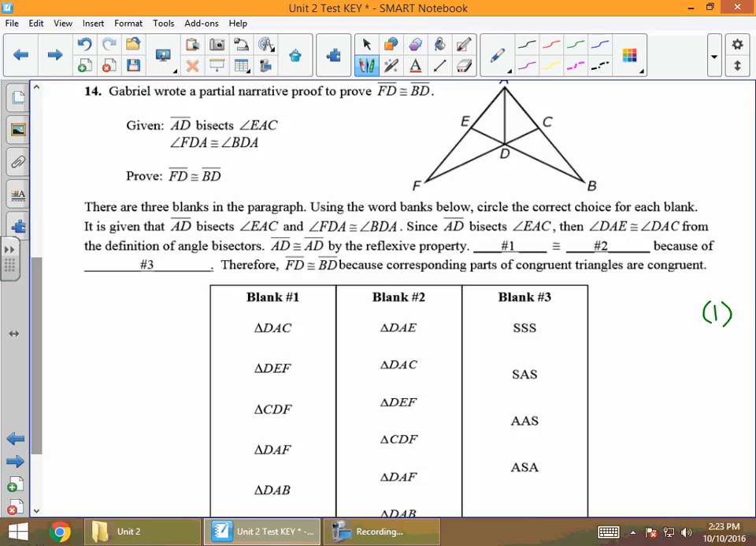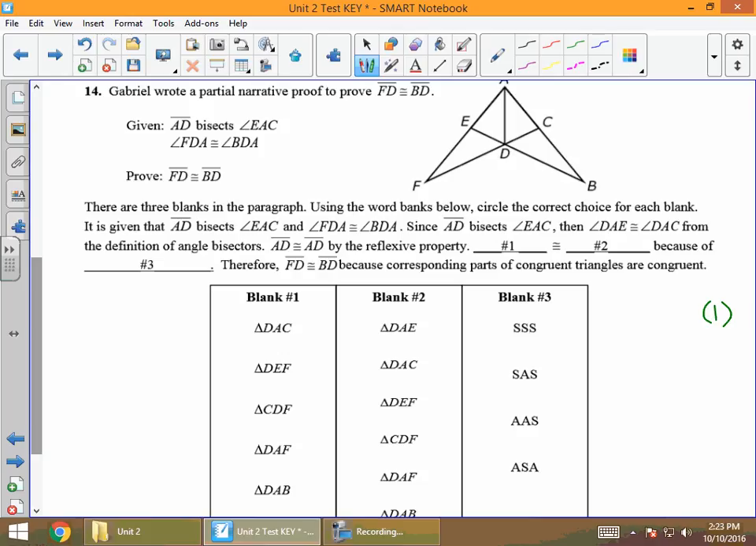So here we go. It says, it is given that AD bisects angle EAC, and angle FBA is congruent to angle DBA. Since AD bisects angle EAC, then angle DAE is congruent to angle DAC from the definition of angle bisectors. So you can tell that they're taking a 2-column proof and just kind of writing it as a paragraph. Segment AD is congruent to segment AD by the reflexive property.